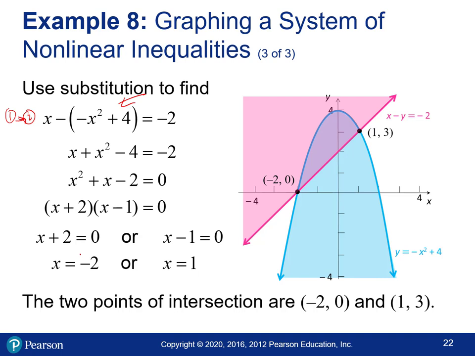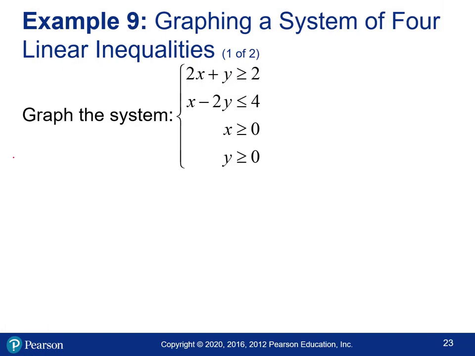Then we can plug those back into our equation for y. So y was negative x squared plus 4, and that's why we get 0. And then y was negative x squared plus 4, and that's why we get 3. That's a way to find the points of intersection algebraically. All right, just a couple more examples here.